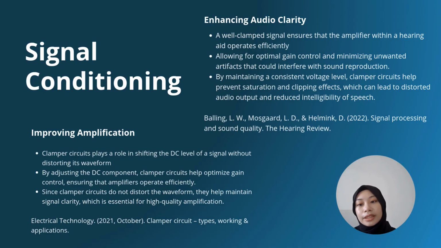Secondly, it helps in improving amplification. A clamper circuit plays a role in shifting the DC level of the signal without distorting its waveform. By adjusting the DC components, the clamper circuit helps to optimize gain control and ensures that the amplifiers operate efficiently. And since clamper circuits do not distort the waveform, they help to maintain the signal clarity, which is essential for high quality amplification.